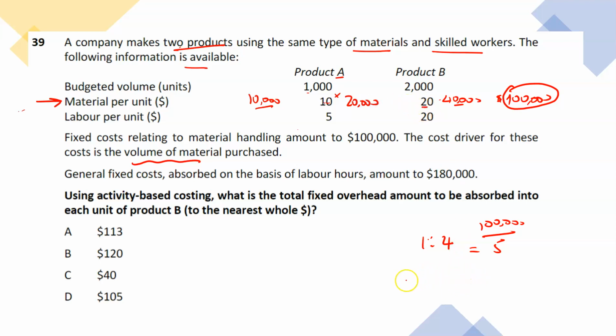So I can create a little table here: material handling. The fixed cost relates to material handling. For A, it's 20,000, and for B, it's 80,000. That's the speed you get to when you start working on this, as opposed to going all the way to calculate an overhead absorption rate, which you can, which would be 100,000 divided by 50,000. But that's slightly tricky because this is in currency. You would have to assume units, which you could, but you don't need to. We just need to split this cost in that ratio. That's the thinking. And then we do exactly the same thing here.